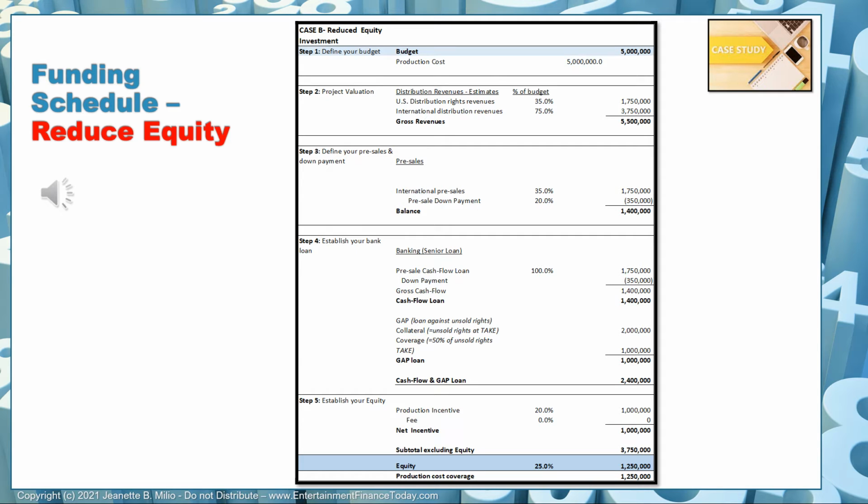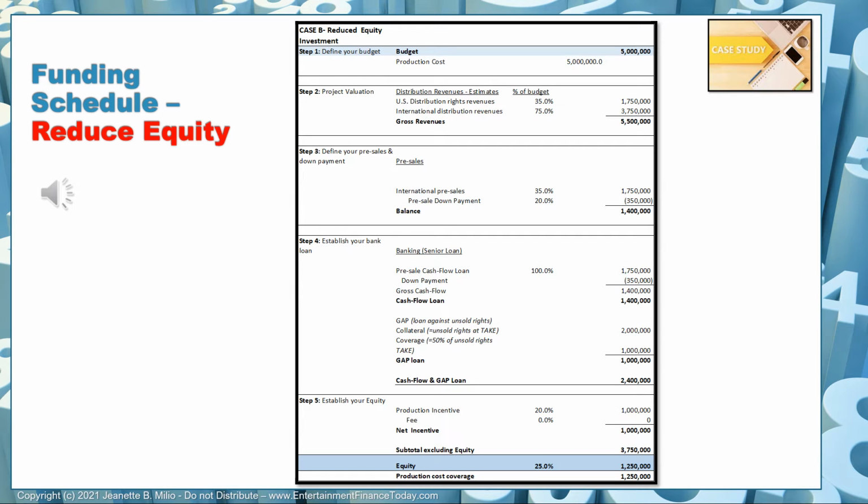So if we're adding the $1 million to the $2.4 million bank loan and to the $350,000 that we received from the distributors, we end up with funding of $3,750,000. So what is left to hit our budget of $5 million is $1,250,000, which we will cover with equity. So instead of getting a $5 million equity check, we're now getting a $1,250,000 equity check, which is not 100%, but 25% of the budget.